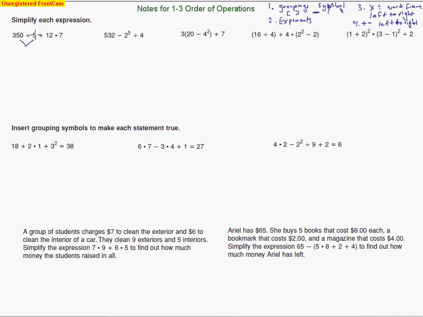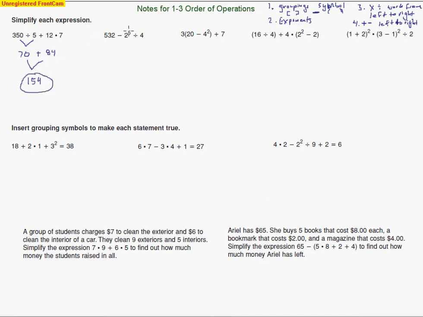So I'm going to go ahead and do that. 350 divided by 5, and so 5 goes into 35 7 times, and bring up that 0, plus 12 times 7 makes 84. So I was able to do those both at the same time because there was an addition sign between them. If I had done the multiplication, then I would do this division, and then eventually I'll add them together. And that's what I'm going to do next, and I end up with 154 as the answer.